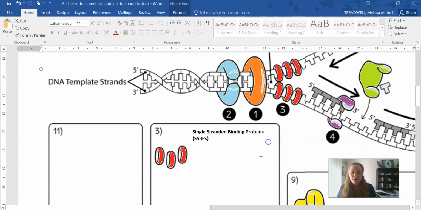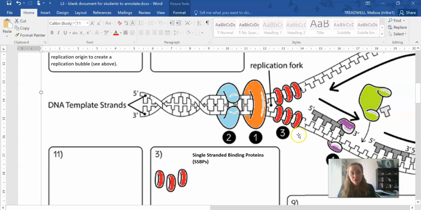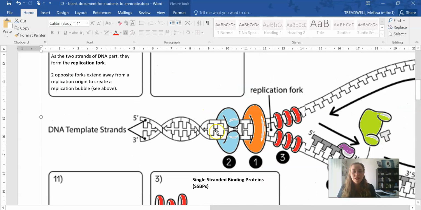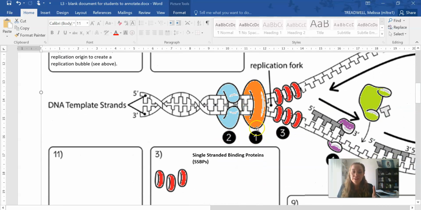Same with these guys, you don't need to know their name, but they're in the picture, so I thought I'd just mention them, and it's these SSBPs. You can see they're represented here, and basically their job is to prevent that strand forming back together, because those hydrogen bonds want to reform. So it's just stopping that DNA molecule from closing back up before it can get copied. But really, we're going to focus firstly on this step one, which is the helicase unzipping.